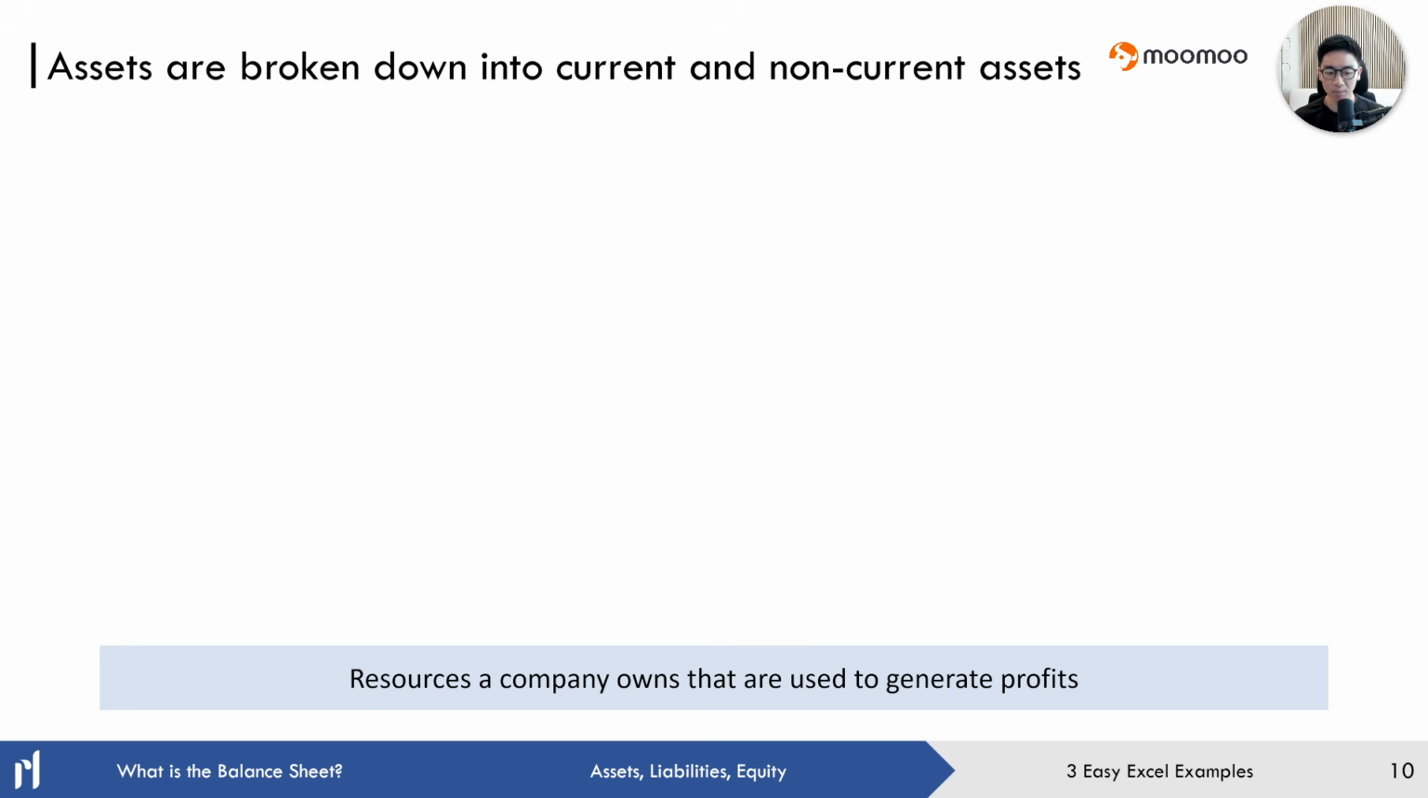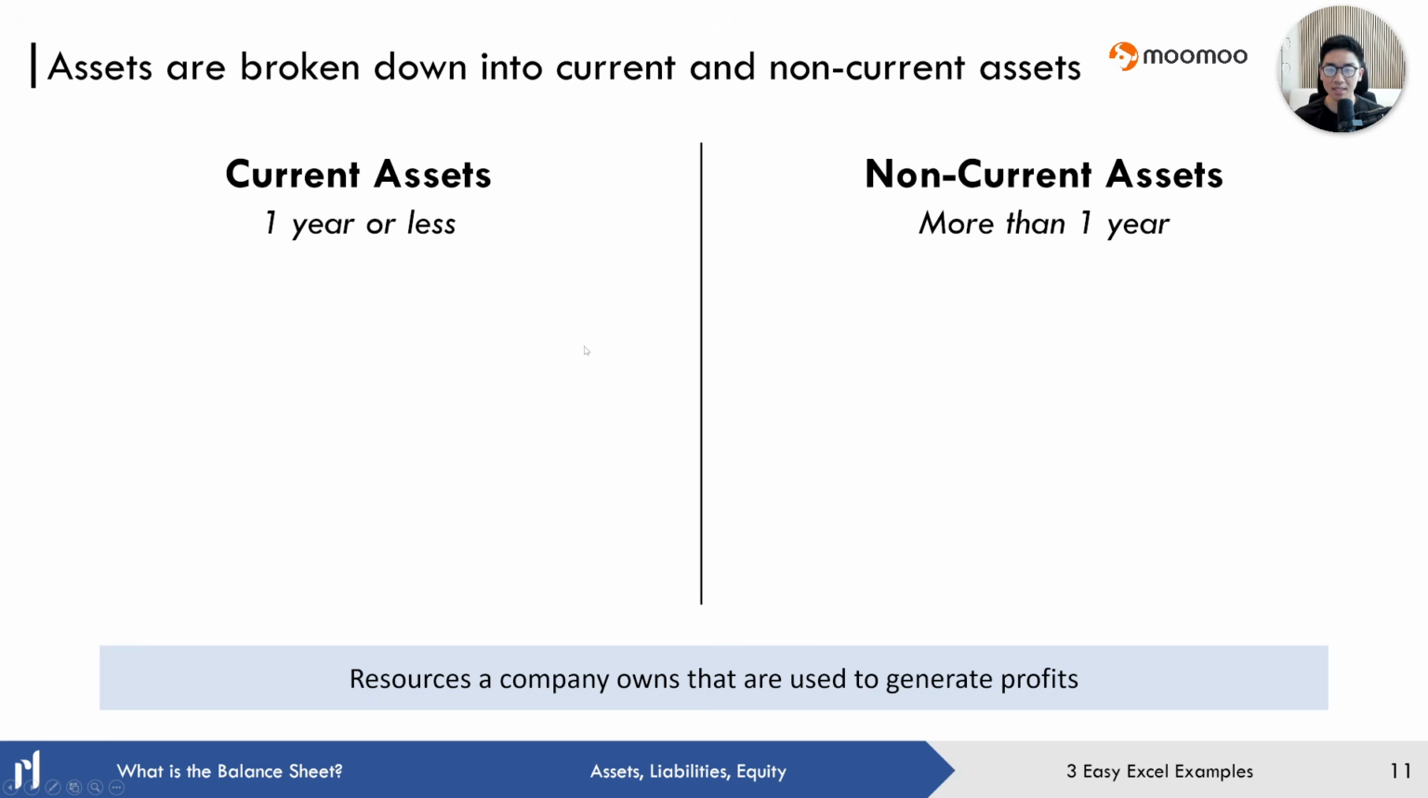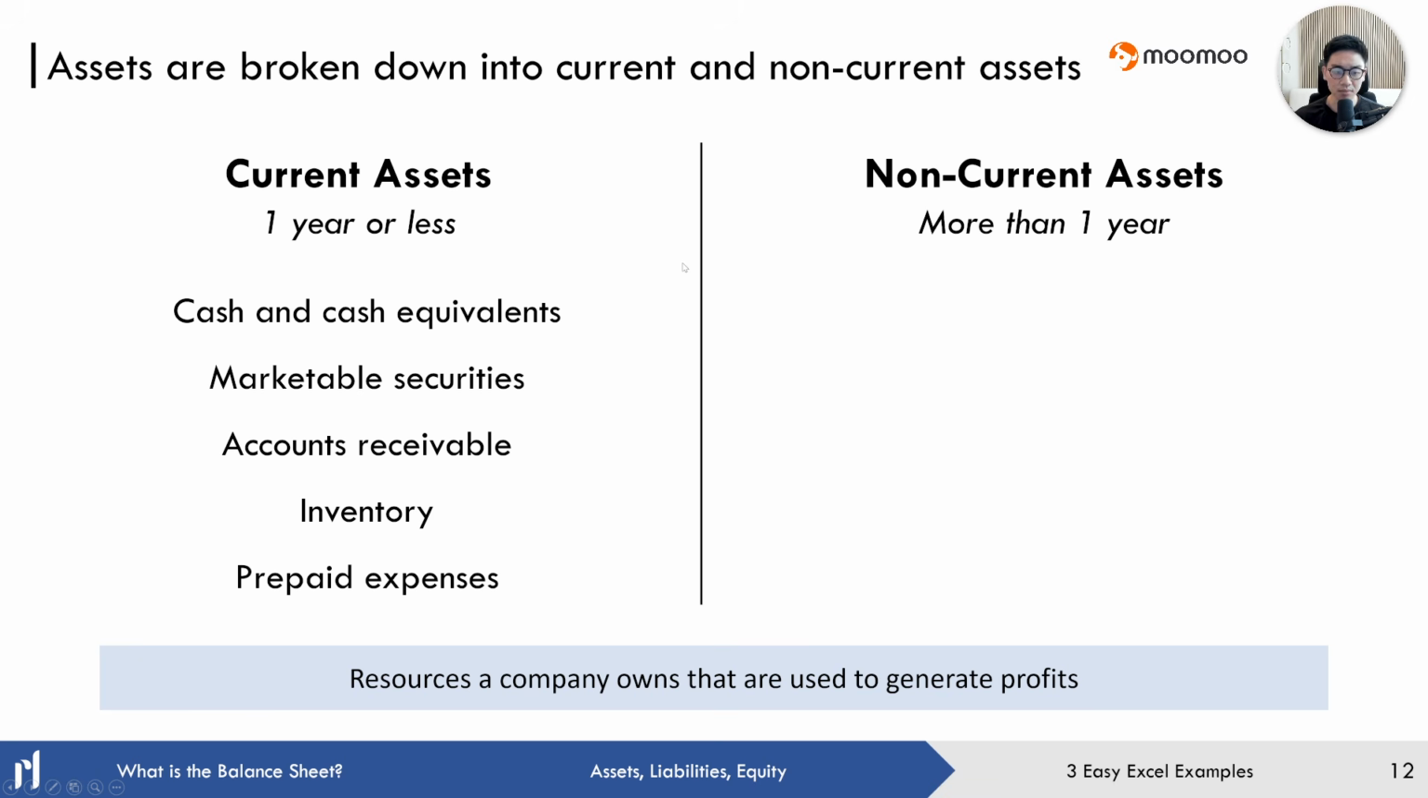And as a friendly reminder, assets are resources a company owns that are used to generate profits. So let's take a look at some examples. Current assets are categorized based on assets that you can liquidate in 1 year or less, while non-current assets usually take more than 1 year. For example, cash and cash equivalents. If you have $500 in the bank as a business, you can use that however quickly or slowly you want to, but it's very easy to liquidate it, right? So it's 1 year or less.